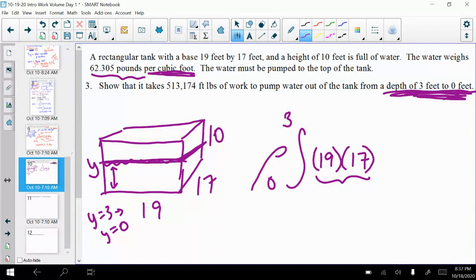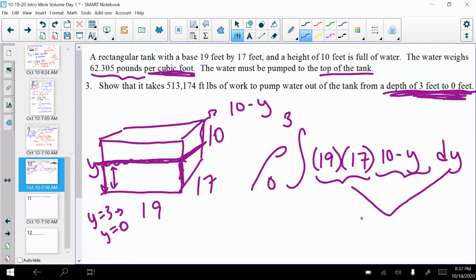Think about your related rates. The distance we need to move: since we're still forcing it out the top of the tank, it's still 10 minus y. If we were going just out the bottom of the tank, then when I'm right here at 3, I just need to move it down 3 to the bottom, so it would just be y. In this case, it's 10 minus y. Then, of course, we need our dy to complete our volume.